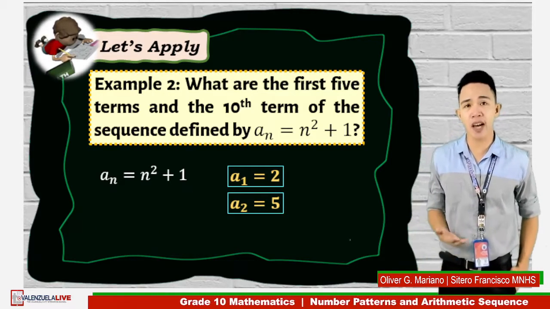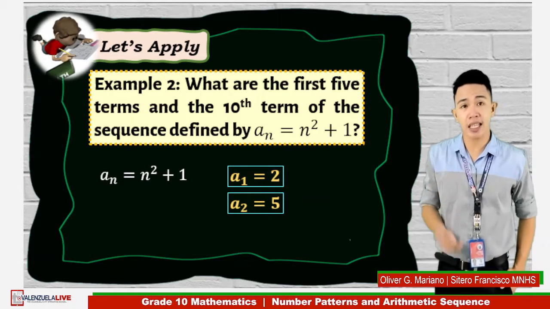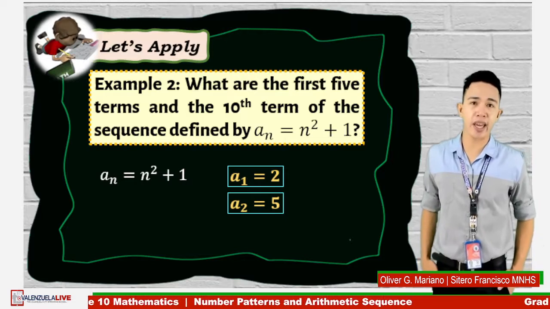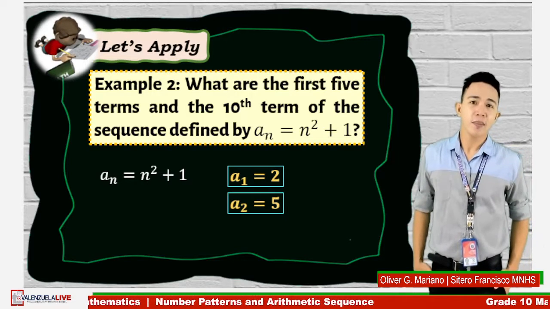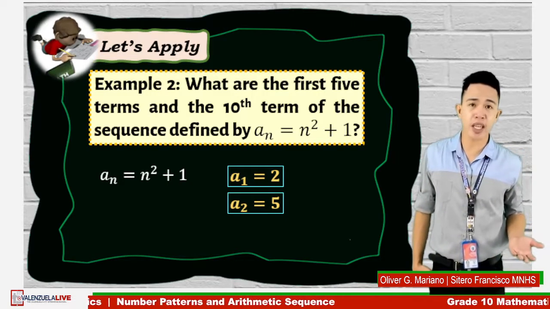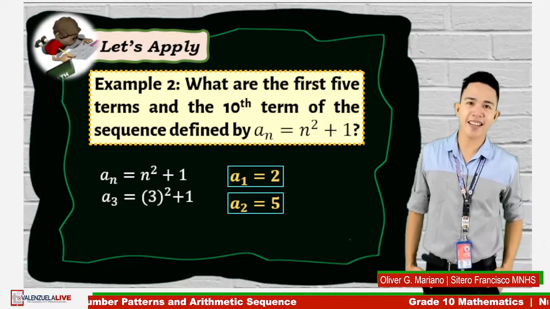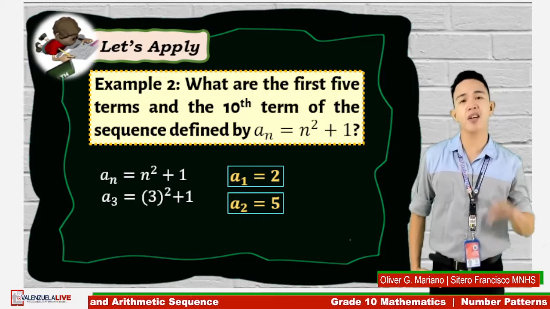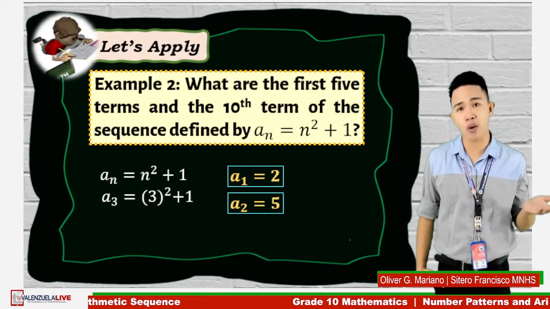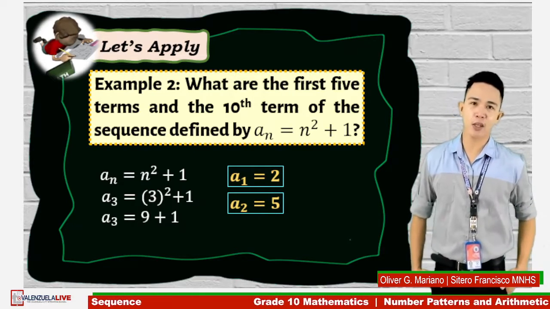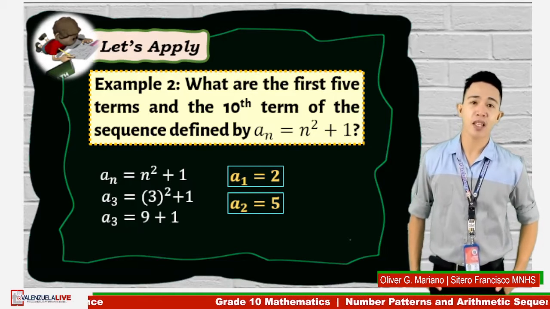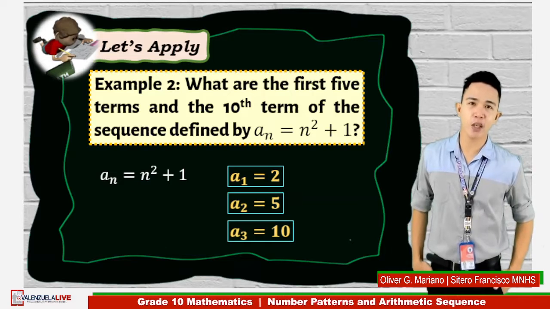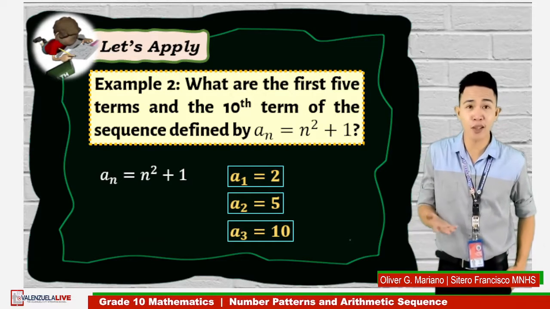Let's proceed to finding the third term. Again, the general term of the given sequence is a sub n is equal to n squared plus 1. If n is equal to 3, then we get a sub 3 is equal to 3 squared plus 1. But the square of 3 is 9. So, a sub 3 is equal to 9 plus 1, which means that a sub 3 is equal to 10. Can you still follow?